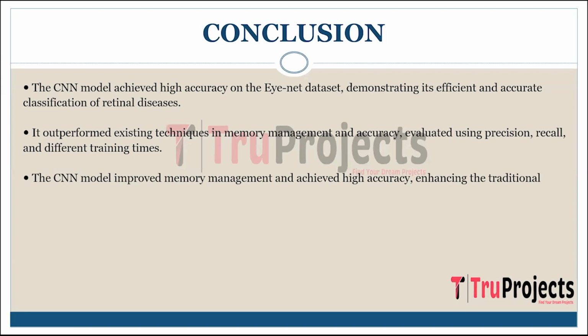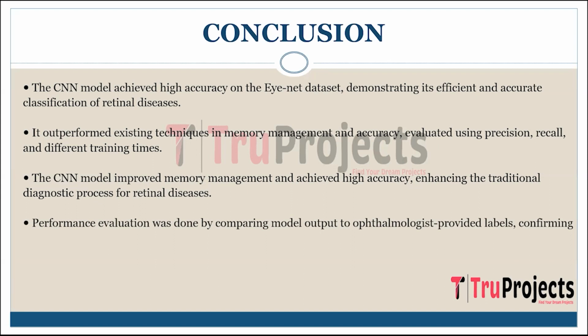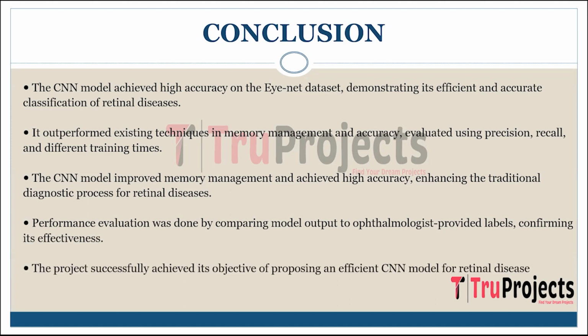The deep learning-based CNN model strengthened the traditional diagnostic process for crucial retinal diseases by improving memory management and achieving high accuracy in disease classification. It offers a promising alternative to conventional methods. The model's performance was rigorously evaluated by comparing the categorization results with labels provided by ophthalmologists, reinforcing its accuracy and reliability. The project's primary objective of proposing a CNN model with efficient memory consumption and evaluating its performance on retinal disease classification was successfully achieved. The model's high accuracy and enhanced memory management make it a valuable contribution to the field of medical diagnostics.